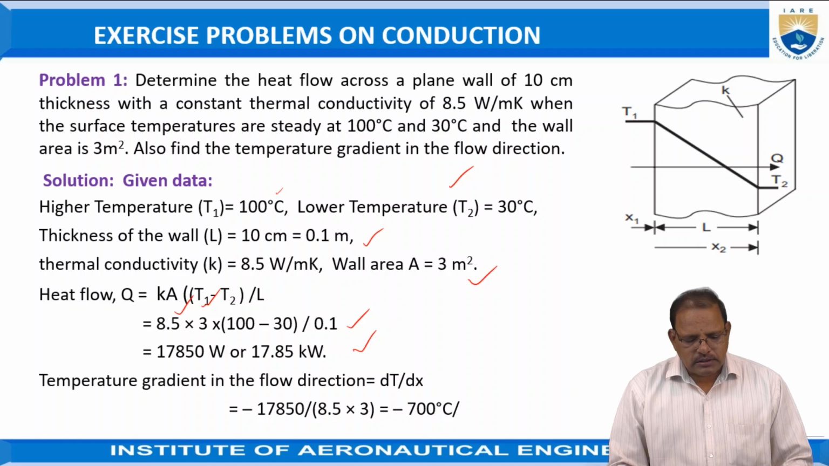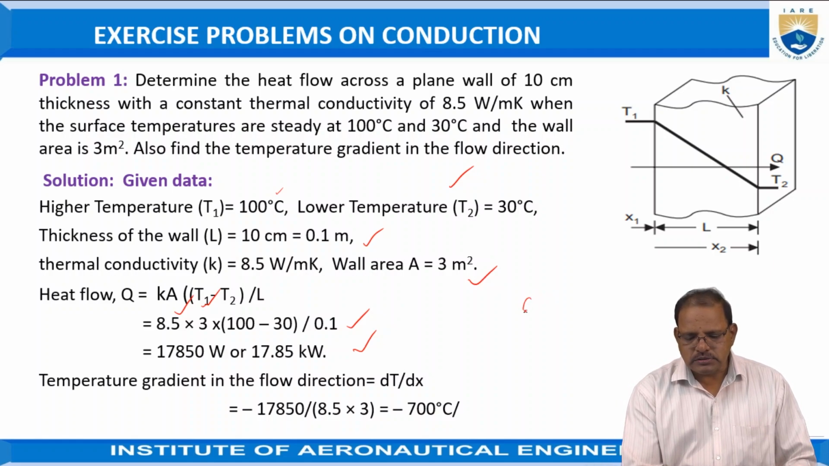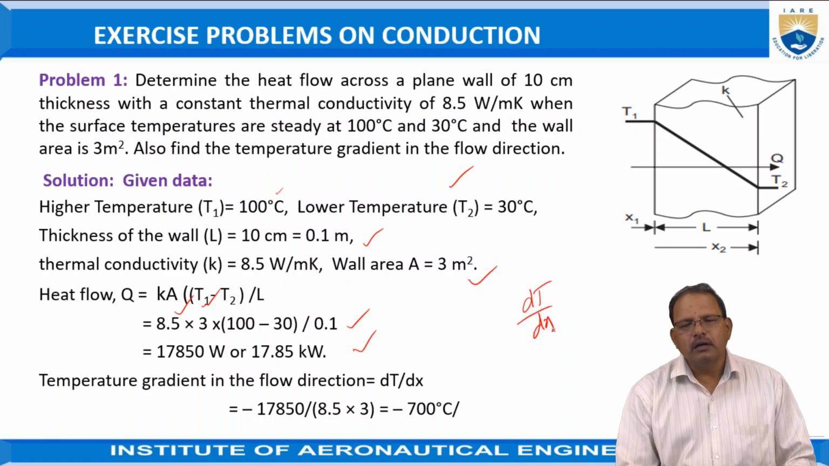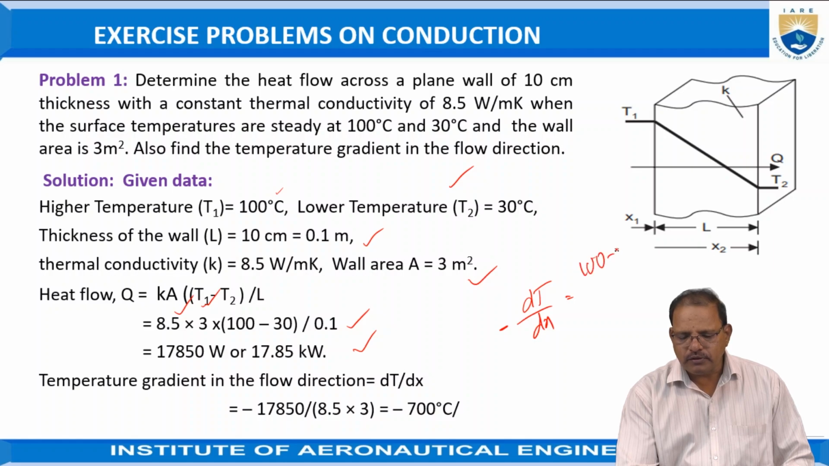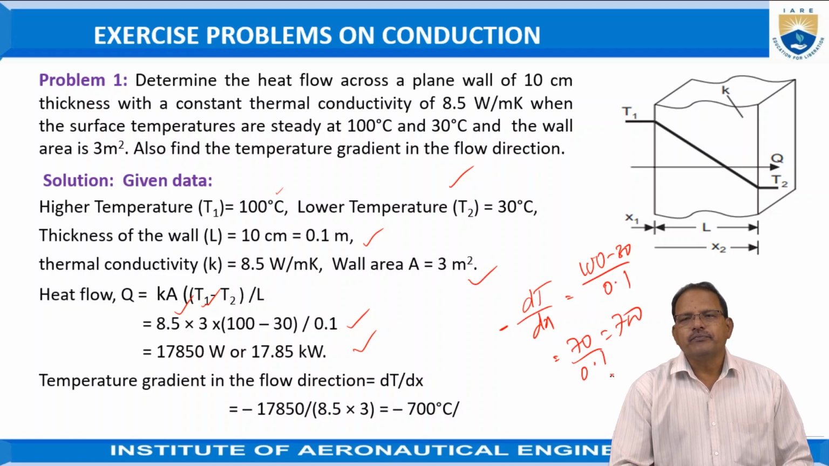Now the second part is the temperature gradient. Temperature gradient is generally expressed as dT by dx. It is always a negative value. Temperature gradient is equal to minus dT by dx, where dT is nothing but the temperature difference, that is 100 minus 30, divided by thickness 0.1 meters, that is 70 divided by 0.1. It is equal to 700 degree centigrade per meter.